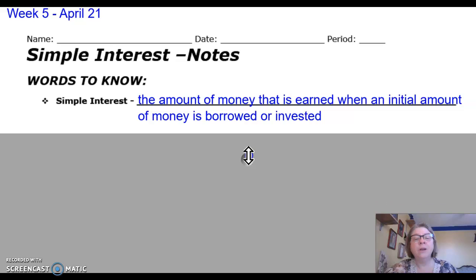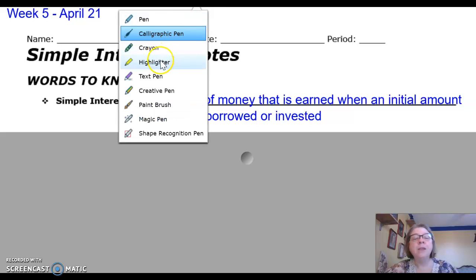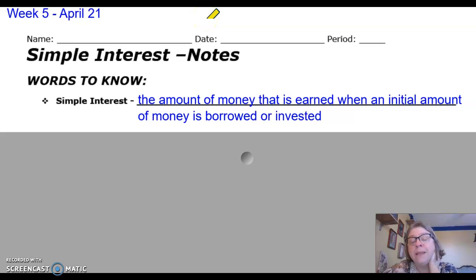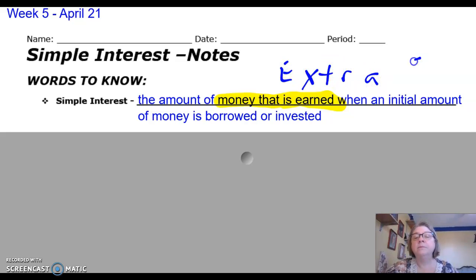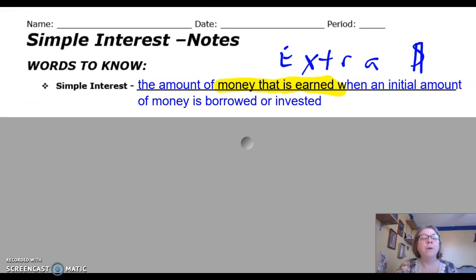Okay, so for simple interest, we're going to define a few words here. Simple interest is the amount of money that you earn if you invest, or the extra money that you have to pay if you borrow. The most important part of this definition is that it is money that is earned. Another way of thinking about this is extra money, because that's what the interest is. You don't have to do anything but let your money sit in the bank.